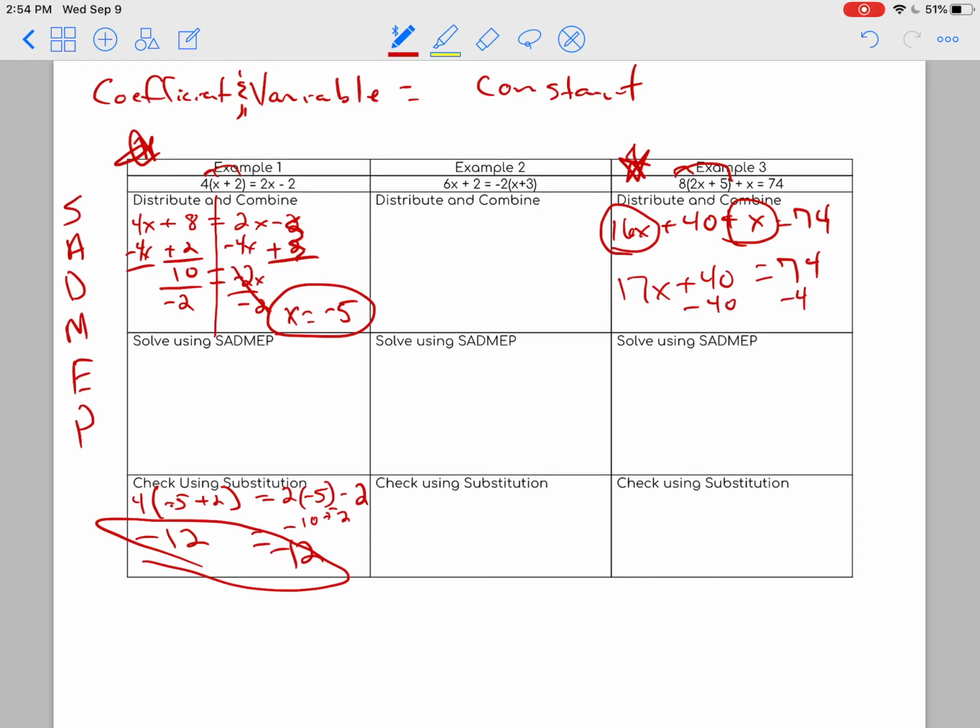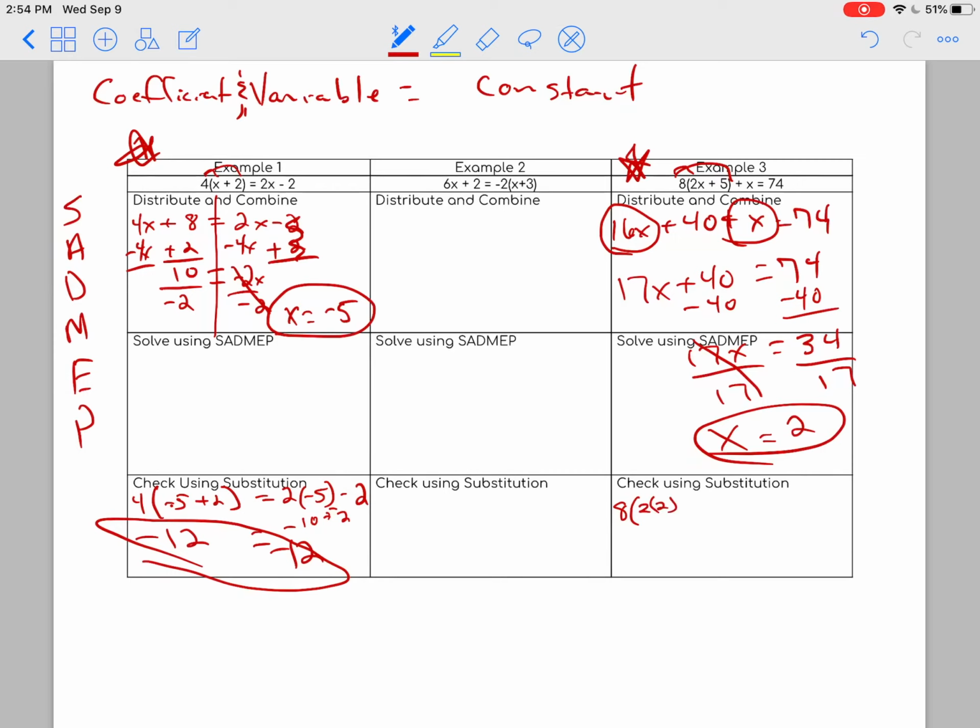Minus your 40. Minus your 40. This is 34 equals 17x. You're going to divide both sides by 17. X will equal 2. Let's substitute and check.